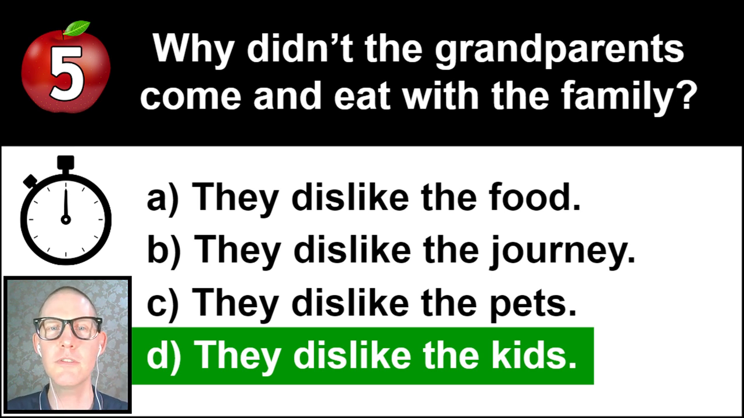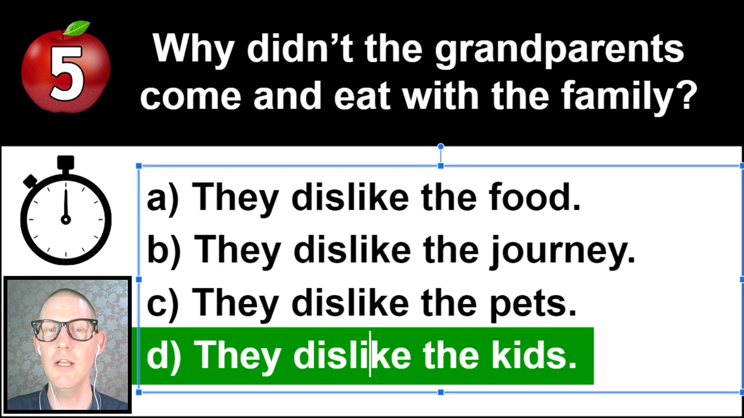All right, so the grandparents didn't come because they dislike the kids. Another way to say dislike is they don't like the kids, right? The kids make them want to run away. Journey, another word for journey is trip, right?